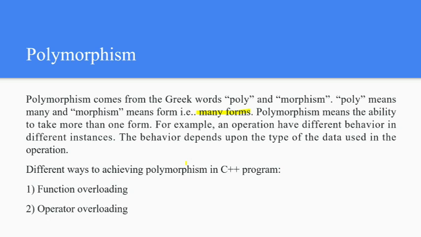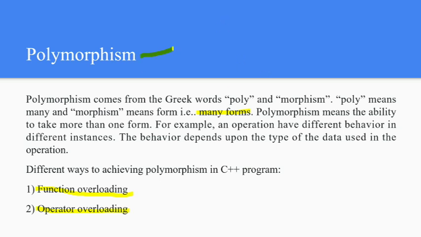For example, an operation has different behavior in different instances. The behavior depends upon the type of data used in the operation. Different ways to achieve polymorphism in a C++ program are function overloading and operator overloading.